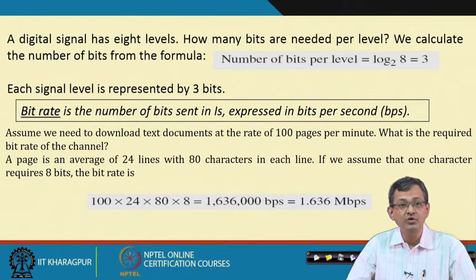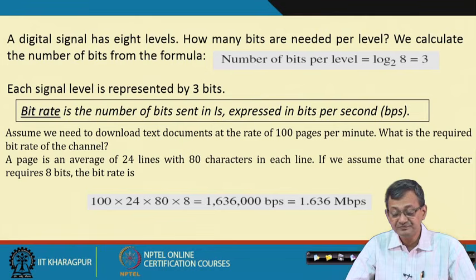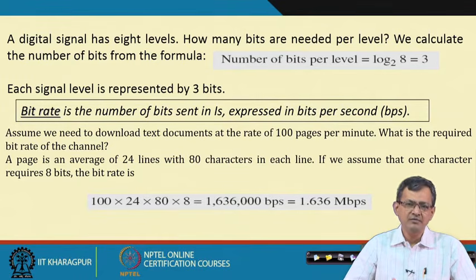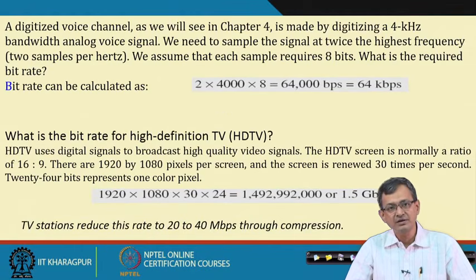So, assume we need to download text documents at the rate of 100 pages per minute. If that is my consideration, what is the required bit rate of the channel? If a page is on average 24 lines with 80 characters each line, and we assume that one character requires 8 bit representation, the bit rate is 100 into 24 into 80 into 8, which is 1.63 Mbps. So, that is the bit rate for this type of thing. This is a very flat way of calculation, there will be a lot of other considerations, but nevertheless we can come to a figure.